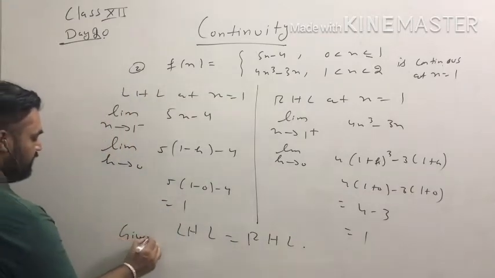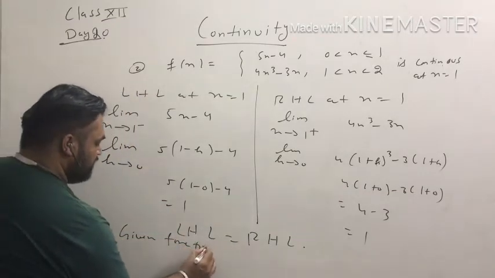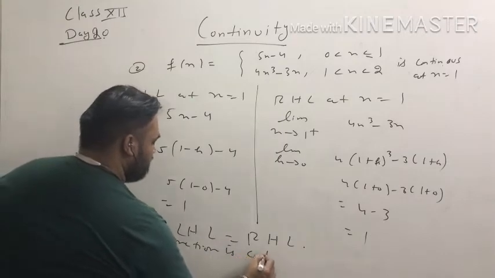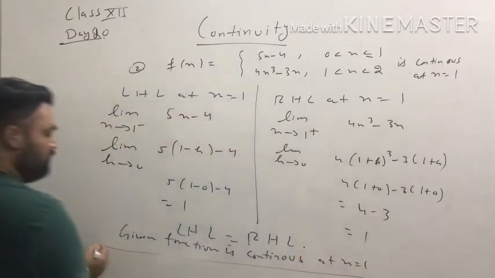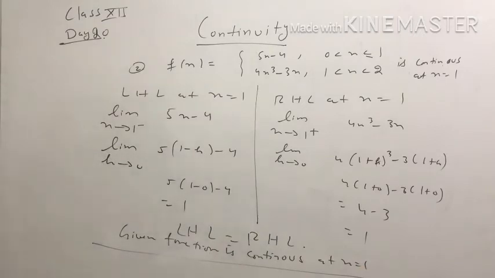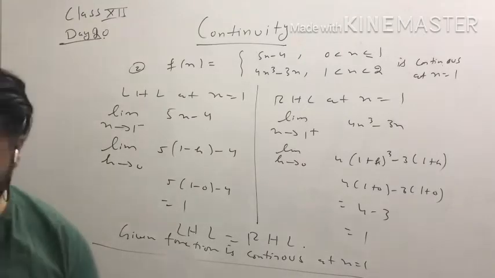So the given function is continuous at x equals 1. So this is the basic concept of continuity. In the end we have to prove that the left hand limit equals the right hand limit.